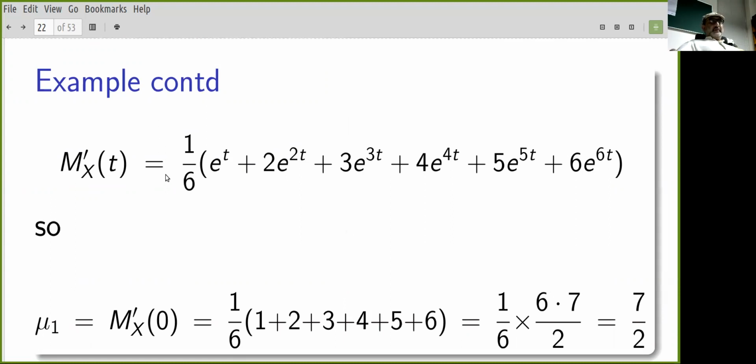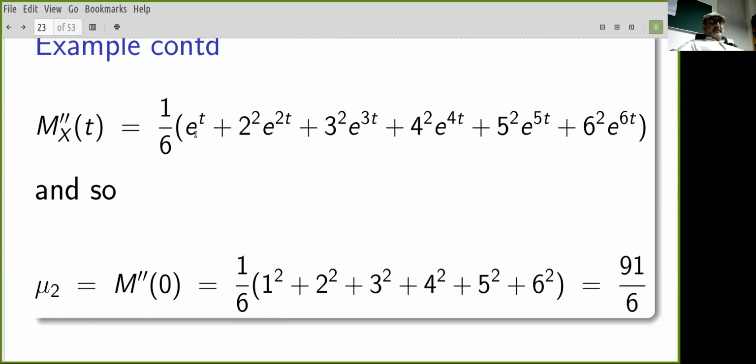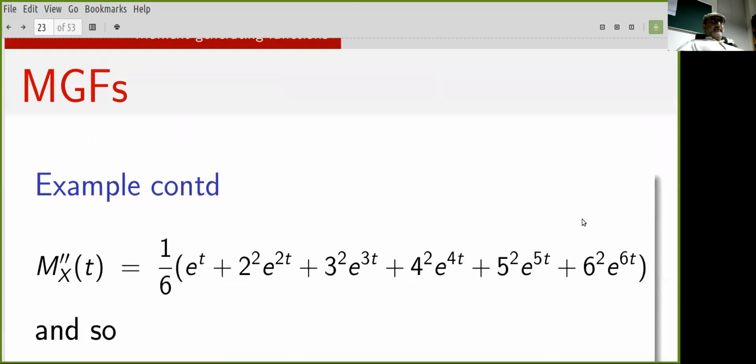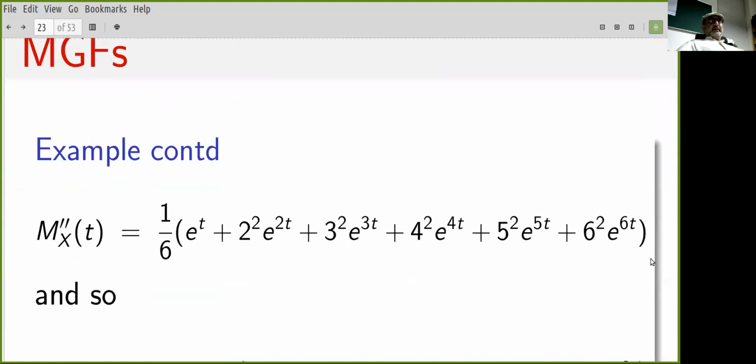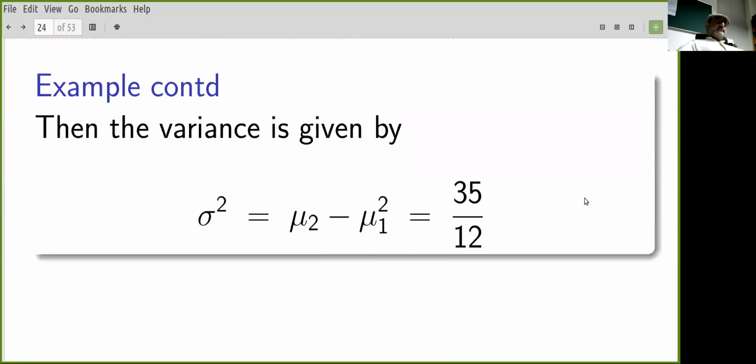Now to take the second derivative, I have the first derivative, so I take the next derivative, and I'll get this. And now I set t equal to 0. I will get 1/6 times (e to the 0 plus 2 squared e to the 0 plus 3 squared e to the 0 plus 4 squared e to the 0 plus 5 squared e to the 0 plus 6 squared e to the 0). e to the 0 is 1, so I will get 91/6. So mu 1 is 7/2, and the second moment is 91/6. What's the variance? In moment language, it's mu sub 2 minus mu sub 1 squared. And that's 35/12.